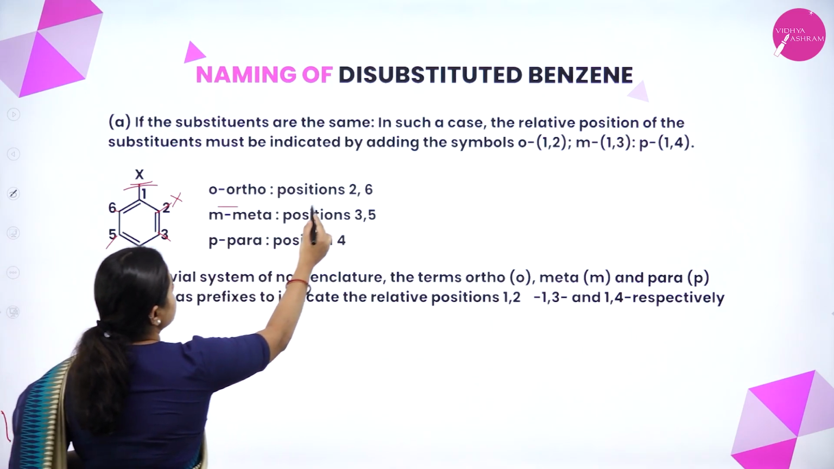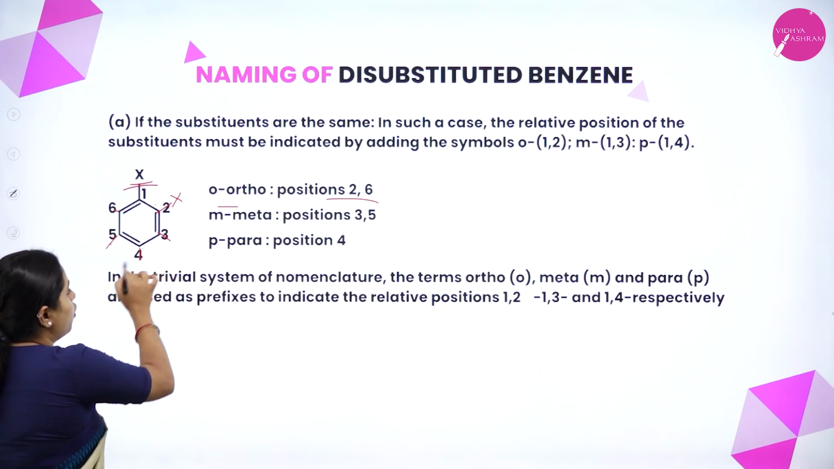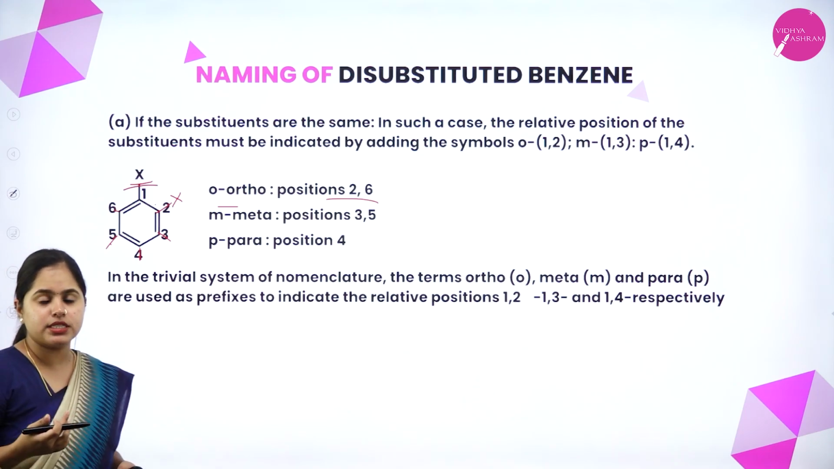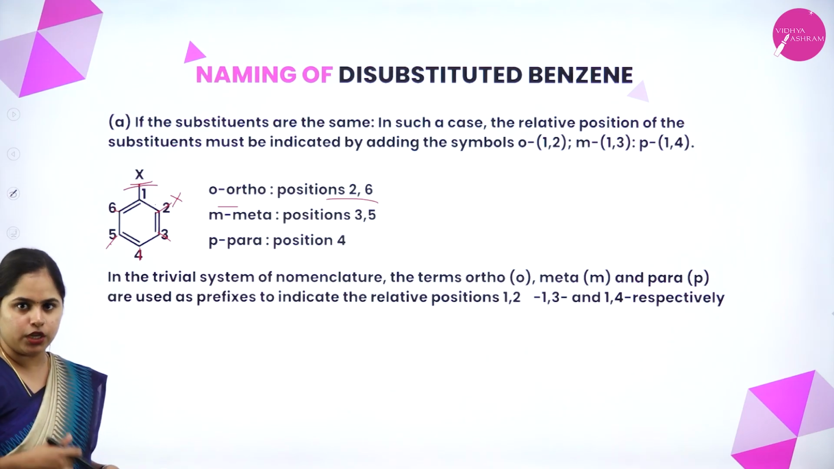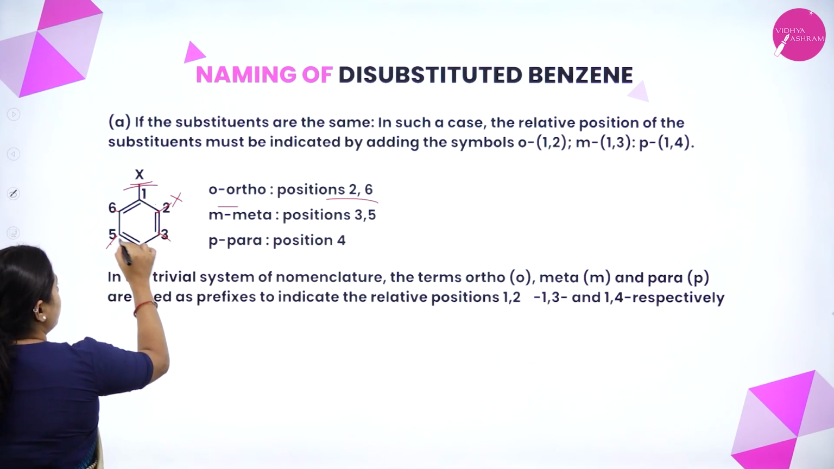Yes, the ortho is the 2 and 6 position, 3 and 5 is meta, and the 4th one is para. So this can be used in the trivial system, but in the IUPAC nomenclature, this should not be used. The numbers should be used. So how do we number it? 1, 2, 3, 4, 5, 6, right?